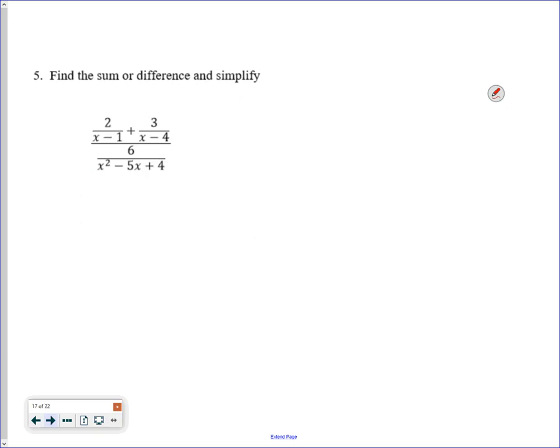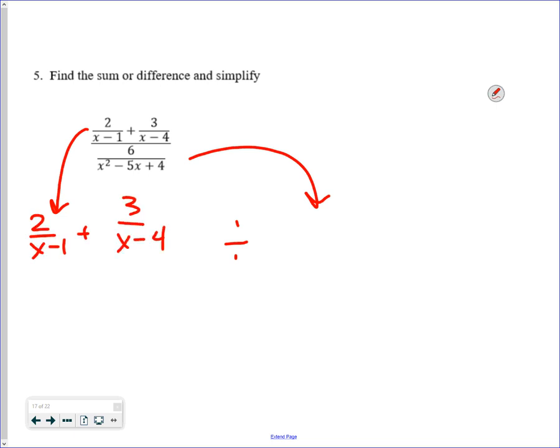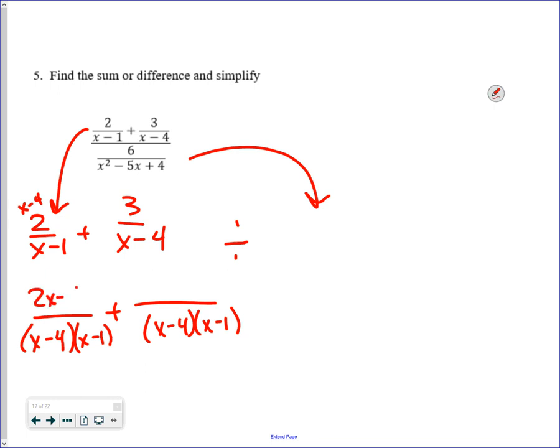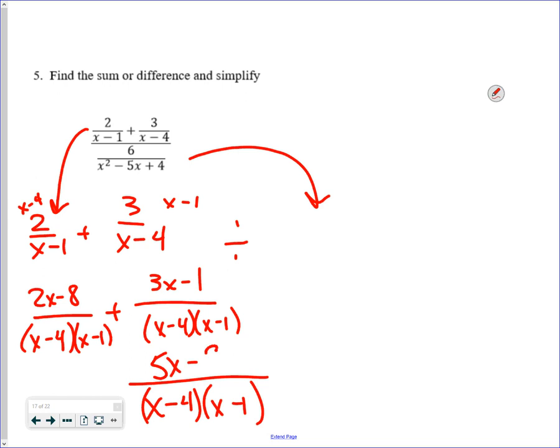The next one looks hard, but it's not quite as hard as it looks. Think of the top as one question and the bottom as the second question, and then we're going to divide in the end. So if I just gave you 2 over x minus 1 plus 3 over x minus 4, you would come up with a common denominator, x minus 4 and x minus 1. The first one, the one on the left, needs to be multiplied by an x minus 4. The one on the right needs to get multiplied by an x minus 1. And so then I'm left with x minus 4, x minus 1 over 5x minus 9.